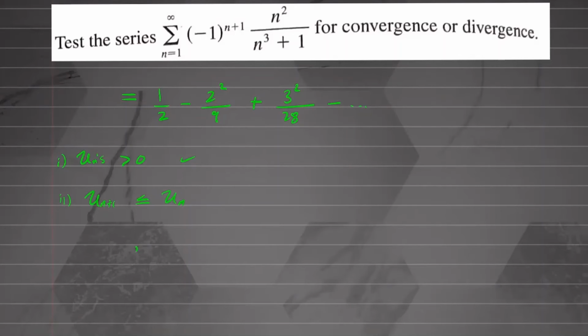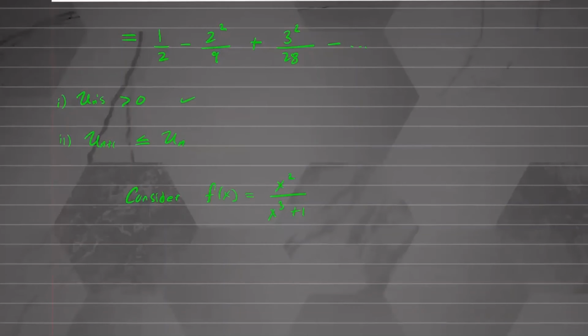So we can consider the following function. We can consider f of x to be x squared over x cubed plus 1. That's similar to our sequence. And we're going to show that this is decreasing on some interval from 1 to infinity. So let's see that.